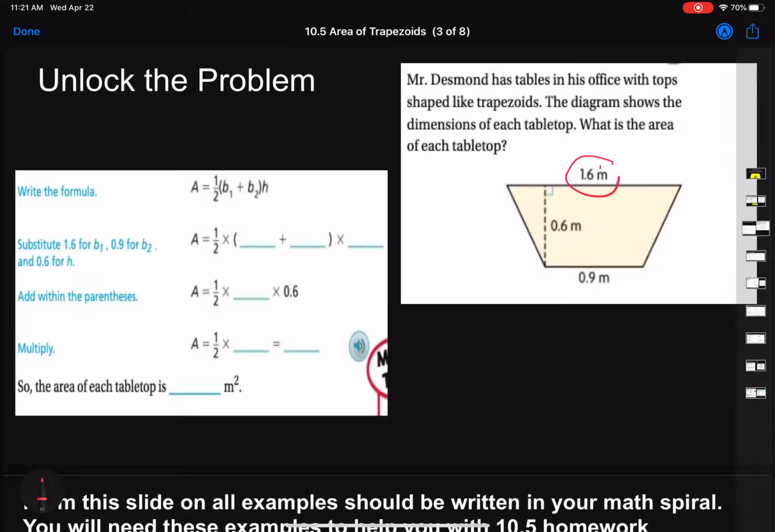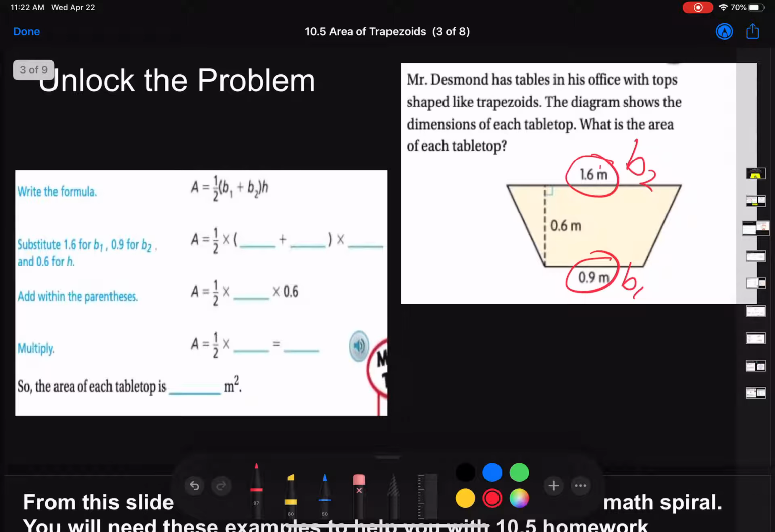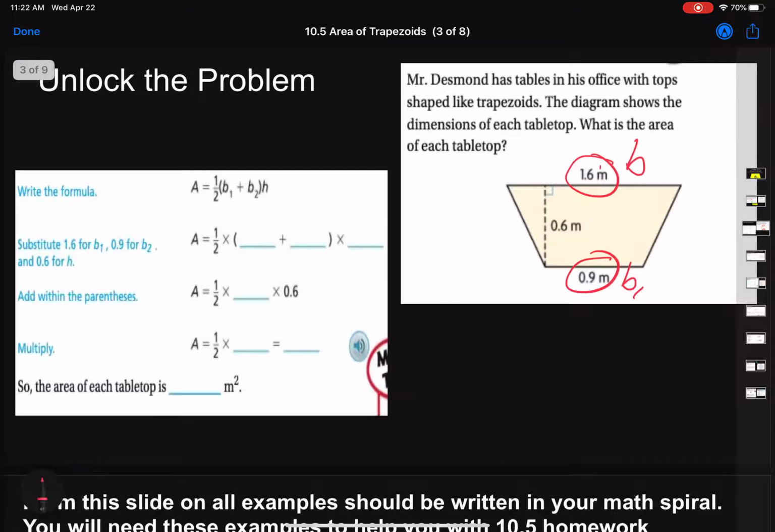Okay, so these are your two bases here, the 1 6/10 and the 9/10. Say this is base 1 and this is base 2. Honestly, it doesn't really matter. Just know that you always have to add those two together. So that's what you're going to put here. It doesn't even matter the order that you put them in, because you're adding them up. So you have 1 6/10 and you have 9/10.